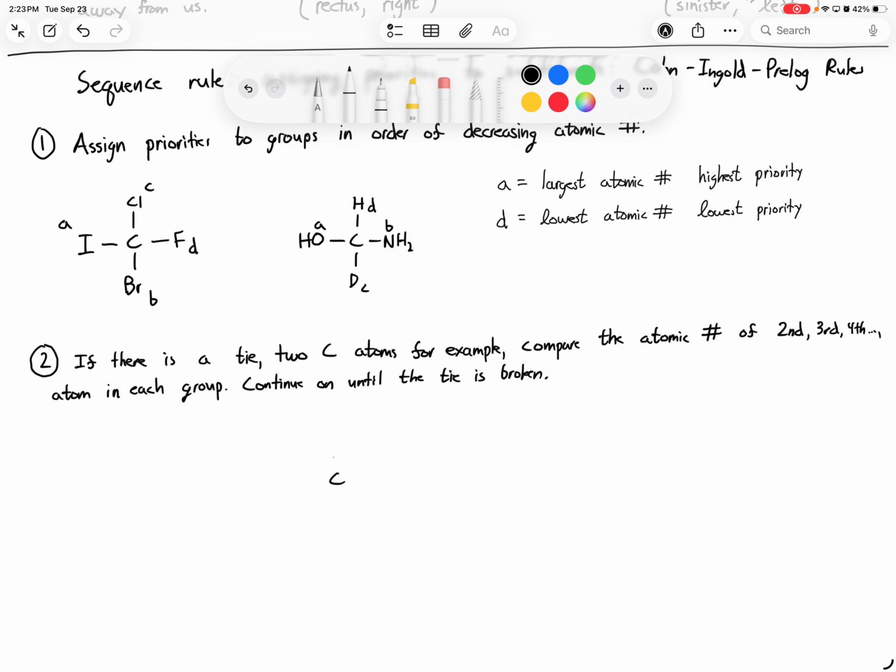So we have a carbon atom, we have an H, now we have CH2, OH, CH3, and then okay, sorry guys, erase that.